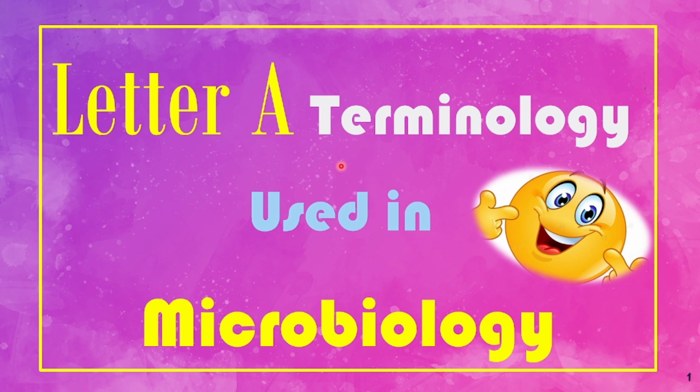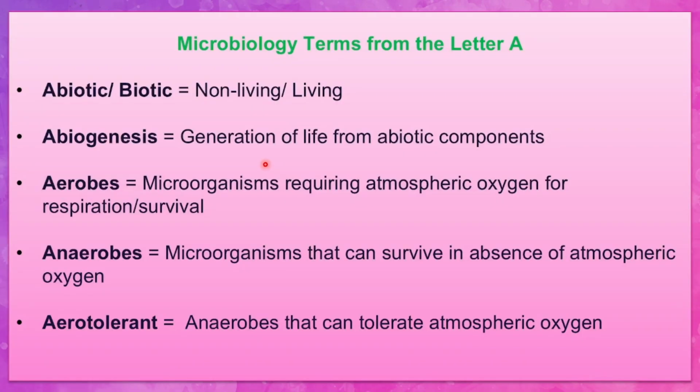In this lecture, we are going to learn some terminologies used in microbiology, and these terminologies are starting from letter A. So let's start the lecture. First of all, we learn abiotic and biotic. Abiotic means non-living and biotic means living. For example, we use abiotic factors or biotic factors, meaning non-living factors or living things.